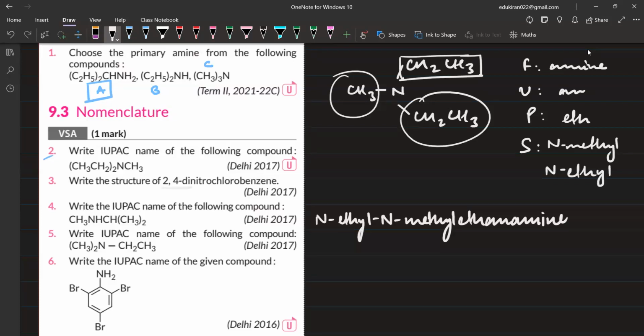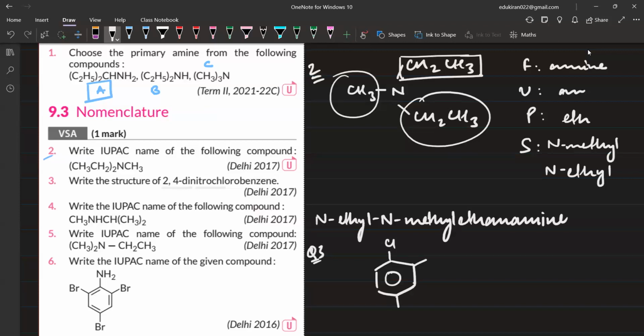Now I write the structure of 2,4-dinitrochlorobenzene. I hope these things are not very tough for you guys. You'll make a benzene ring. This is question number 2. This is question number 3. You have chlorobenzene, so chlorobenzene has Cl here, and it is having 2,4. So this is the second position.